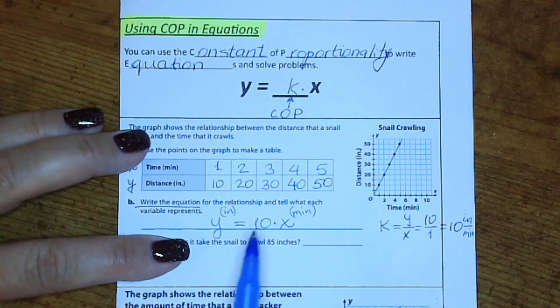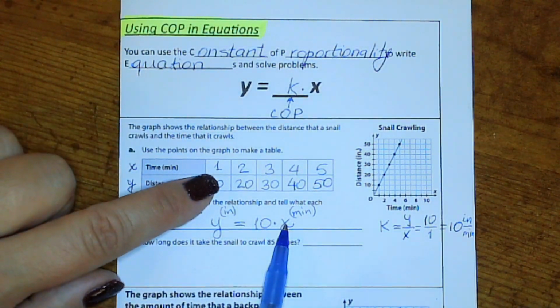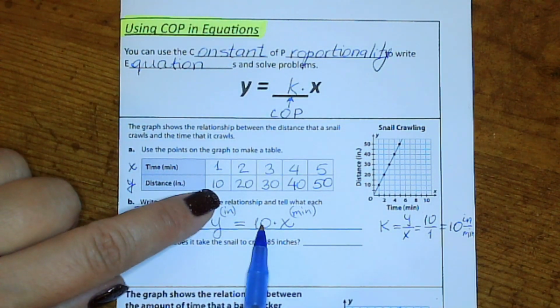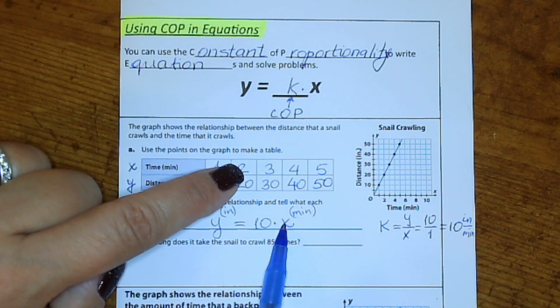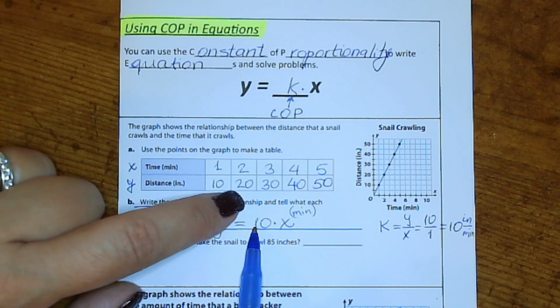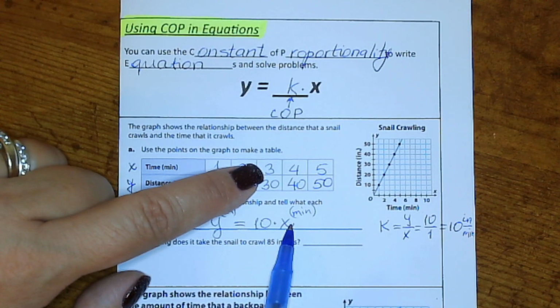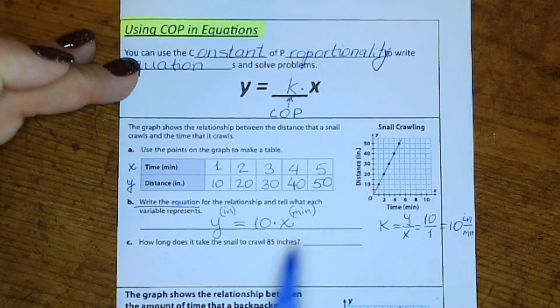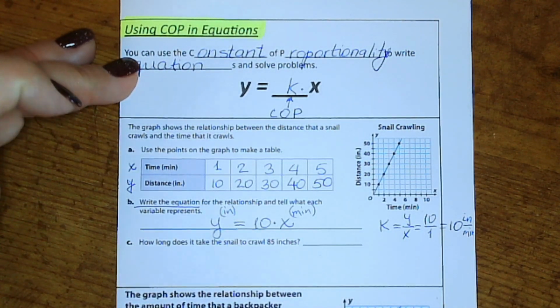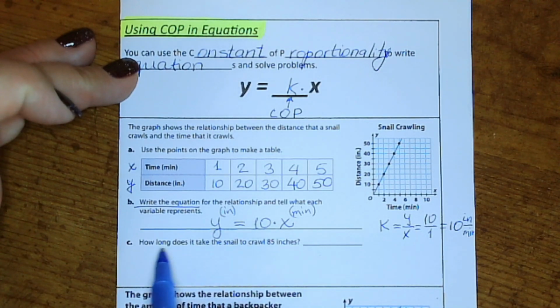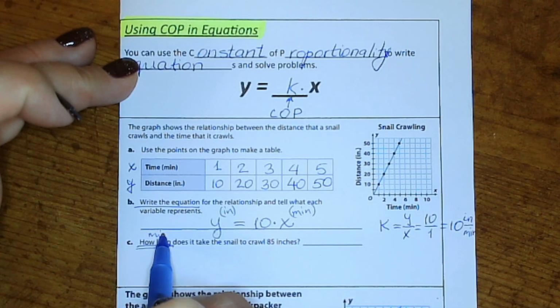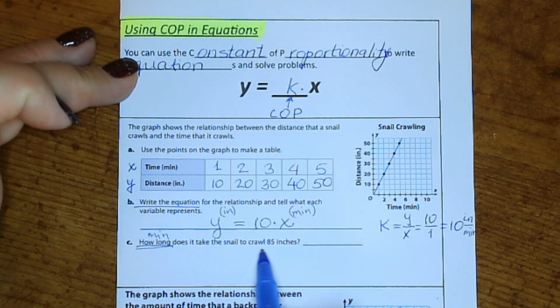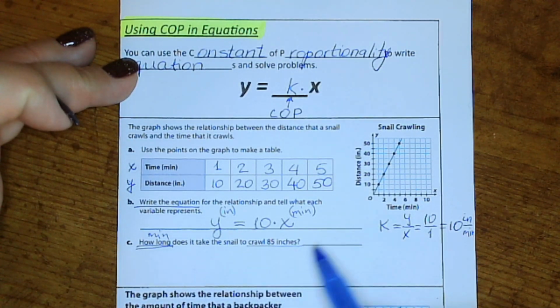From the chart, you can see that 10 times 1 minute will be 10 inches. 10 times 2 minutes will be 20 inches. 10 times 3 minutes will be 30 inches. So our equation works. To answer the question, how long does it take? How long means how many minutes does it take the snail to crawl 85 inches?